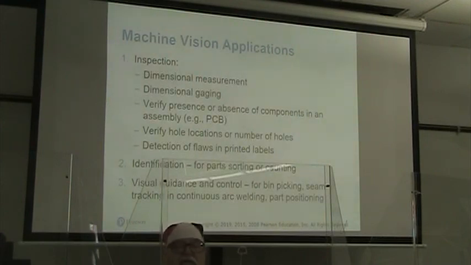We can also use machine vision for identification, for when we want to sort parts or count parts, also for visual guidance and control. So that's for bin picking, seam tracking in continuous arc welding, or part positioning.